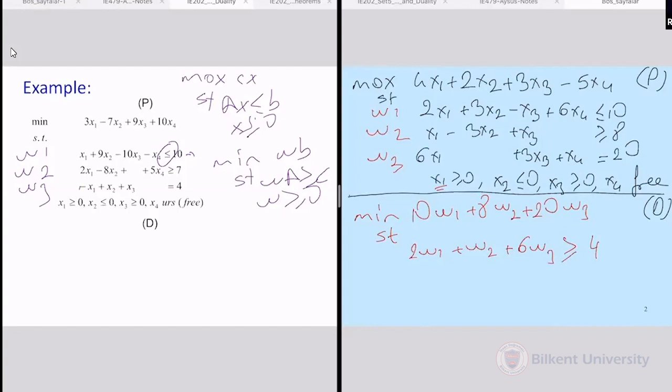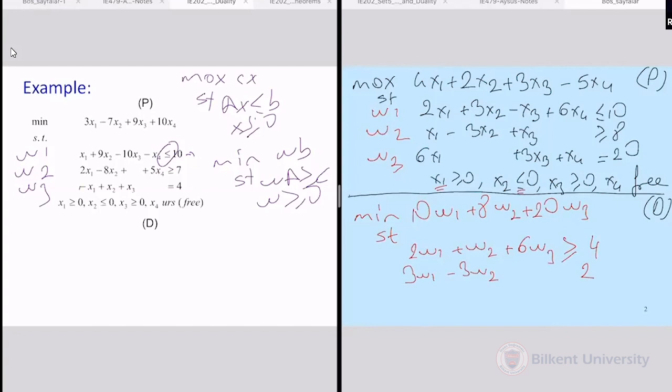Let's do the second one. The second constraint will be like 3W1 minus 3W2, and the right-hand side will be 2. I don't know if it's greater than, less than, or equality yet. I have to check x2. Go back. x2 is reverse. It's reverse.